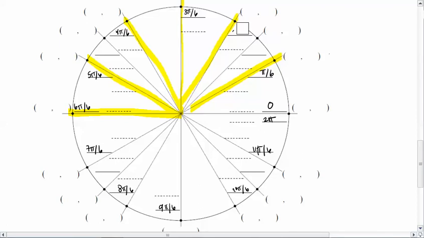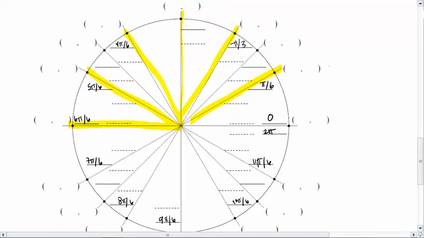2 pi over 6 is the same as pi over 3. 3 pi over 6 is the same as pi over 2, which is what we expect at our 90 degrees. 4 pi over 6 is the same as 2 pi over 3. 6 pi over 6 is the same as pi. And 8 pi over 6 is the same as 4 pi over 3.